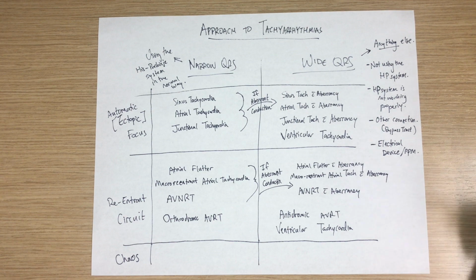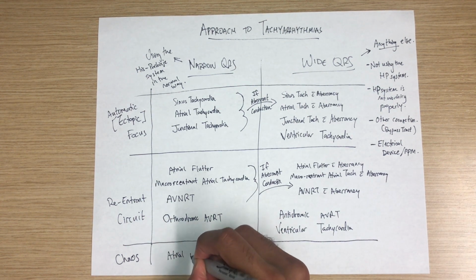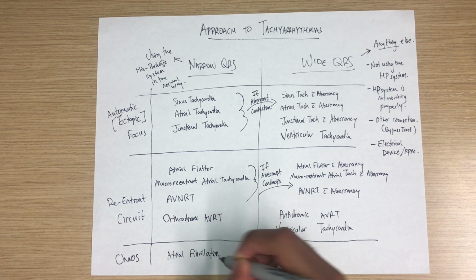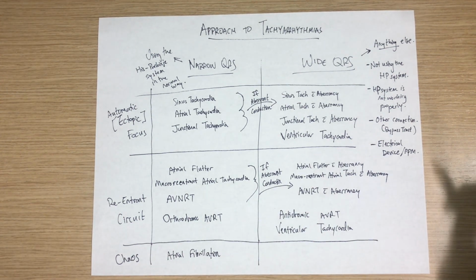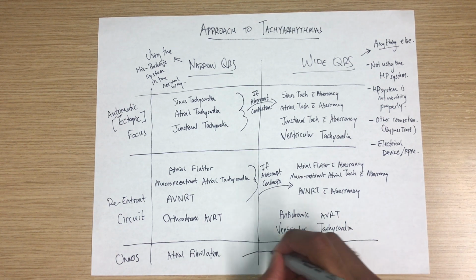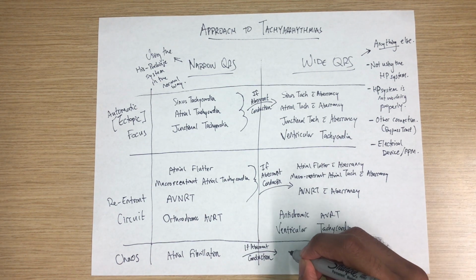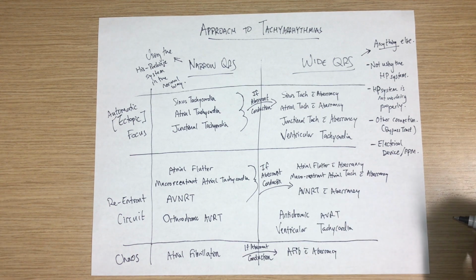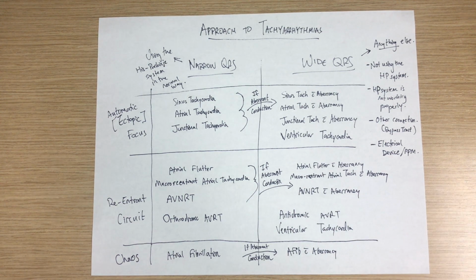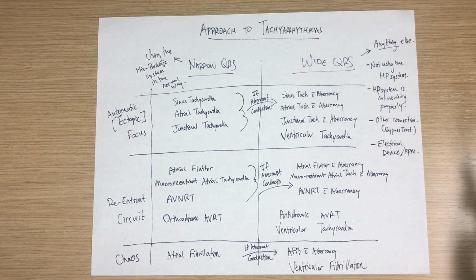The reason why it's important to know that is that this is often the mechanism for atrial fibrillation, which, since it's all in the atria, usually has a narrow QRS. Again, if aberrant conduction is present, then this can be a wide QRS rhythm. And finally, the other rhythm you should definitely know about that fits this bill of chaos is ventricular fibrillation. Obviously, that has a wide QRS and is chaos for many different reasons.